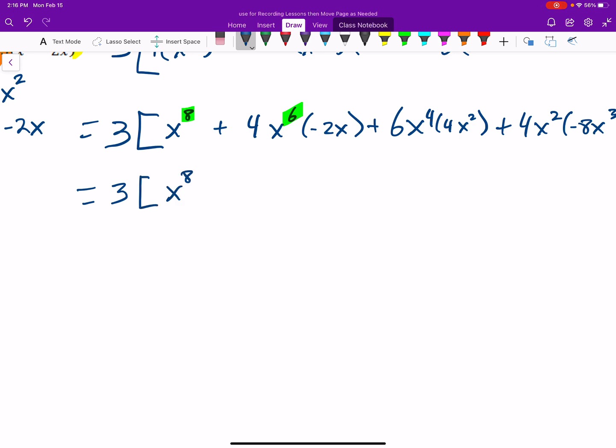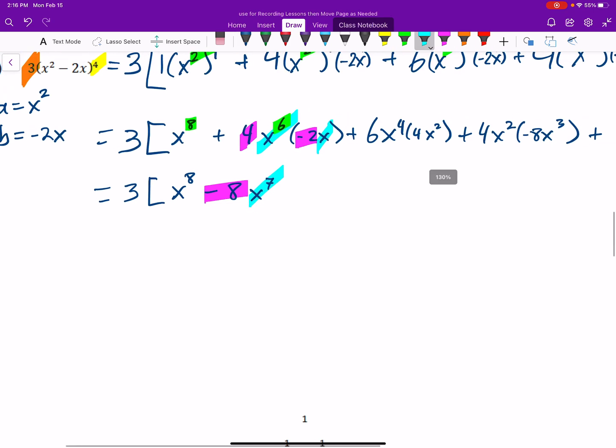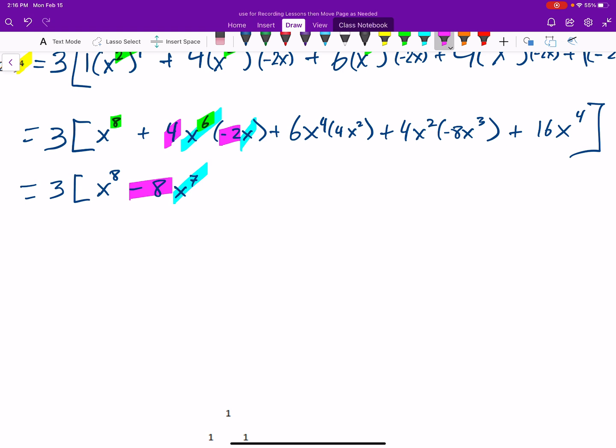All right, now I need to multiply my coefficients together. 4 times negative 2 gives me negative 8. x to the 6 times x, I'm multiplying powers of the same base. I add the exponents. So I'm going to have x to the 7 from multiplying those two guys together. Then I have 6 times 4. That's 24. And I've got x to the 4 times x squared. That becomes x to the 6.